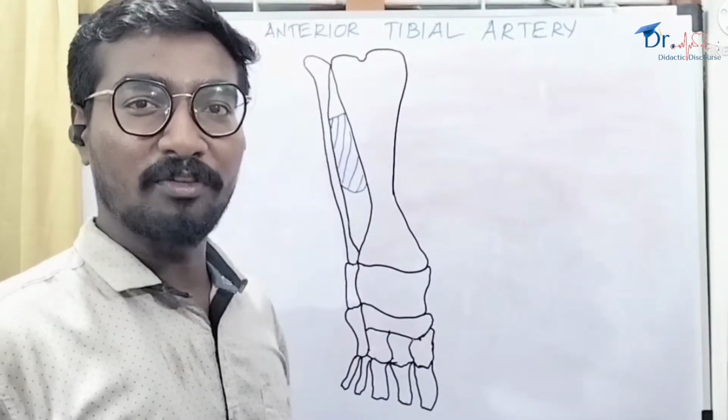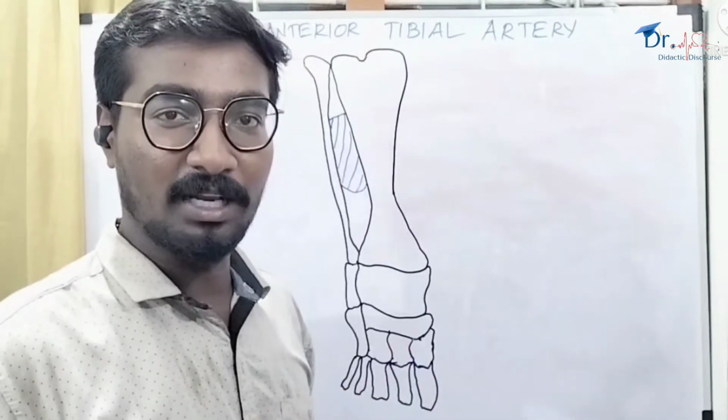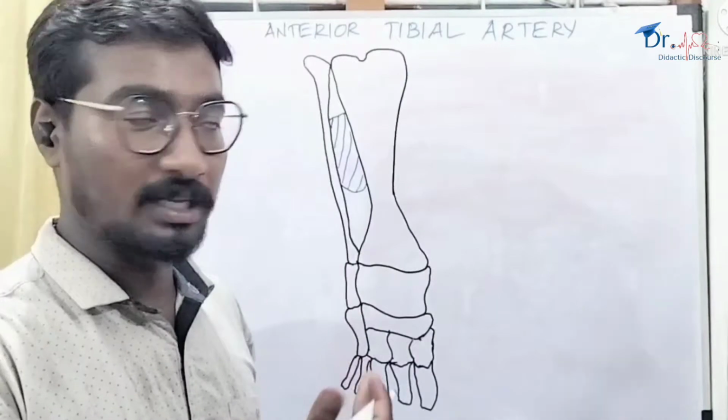So we already discussed the femoral artery, popliteal artery and its branches. Now we'll discuss the anterior tibial artery and the posterior tibial artery and its branches. So we'll come to the anterior tibial artery.